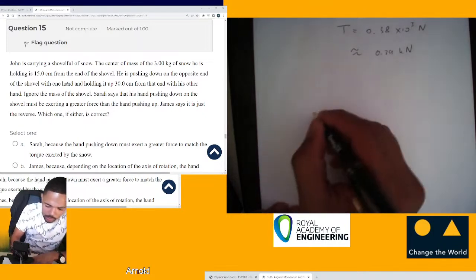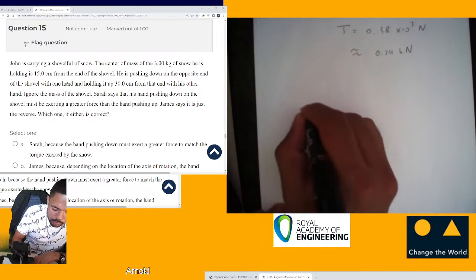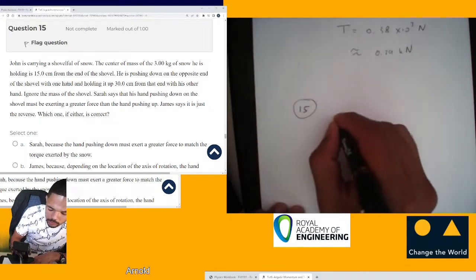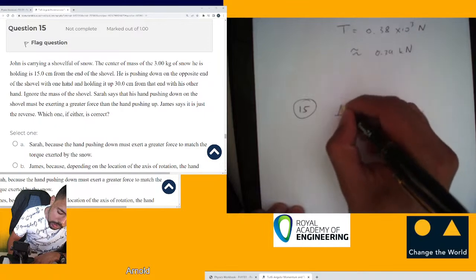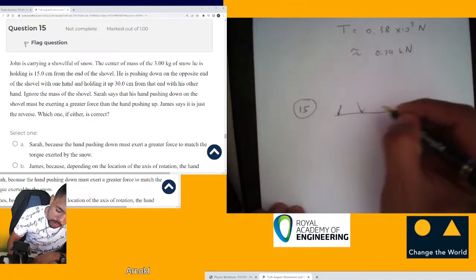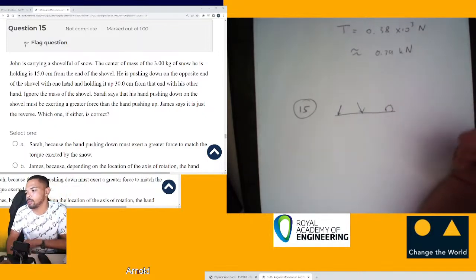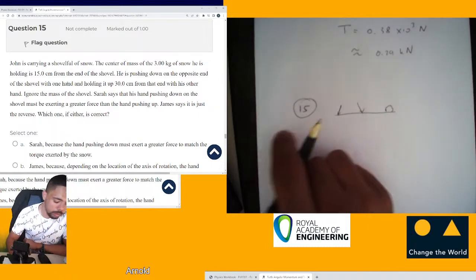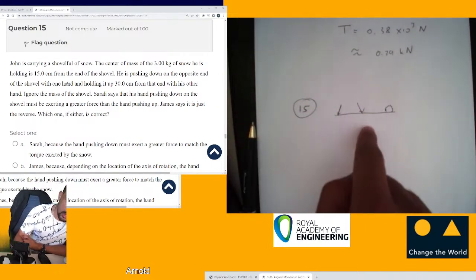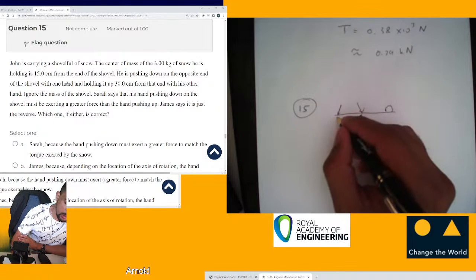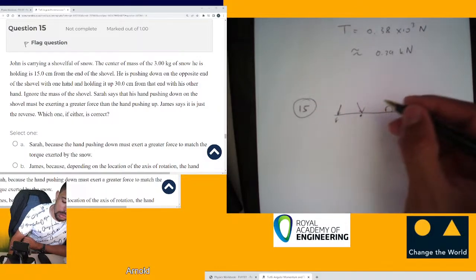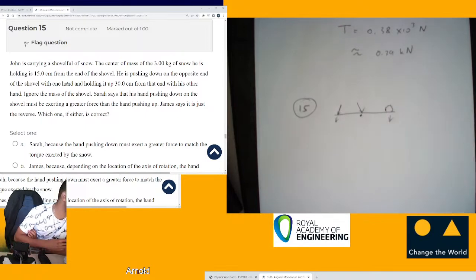Okay, so this is the situation. This is for number 15. This is how I understand it. This is the shovel. This is his hand holding it, and this is his other hand holding it. And this is the pile of snow. I'm drawing it from the side. Of course, you can picture a shovel with snow at the front. One hand is holding it here, so this would be the pivot, while the other hand is pushing here. This hand is pushing downwards, this one is holding upwards, and that one is a force downward of the snow.